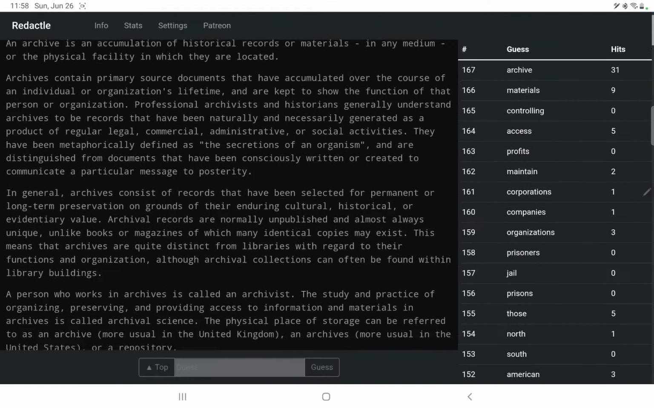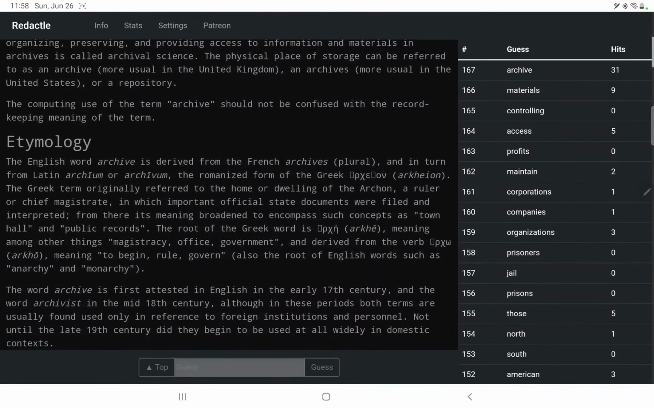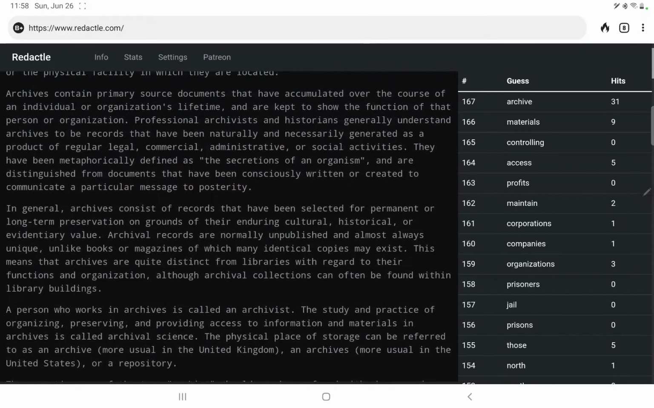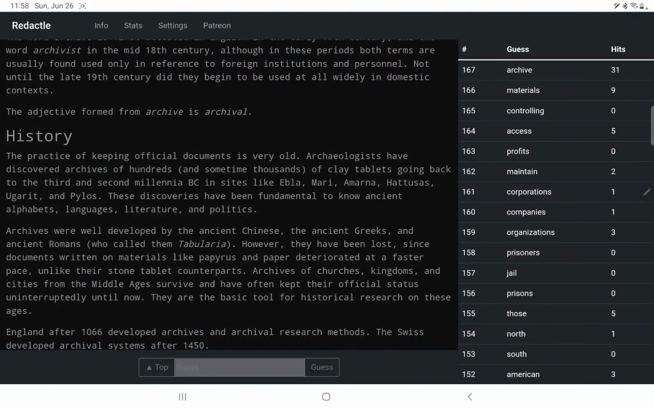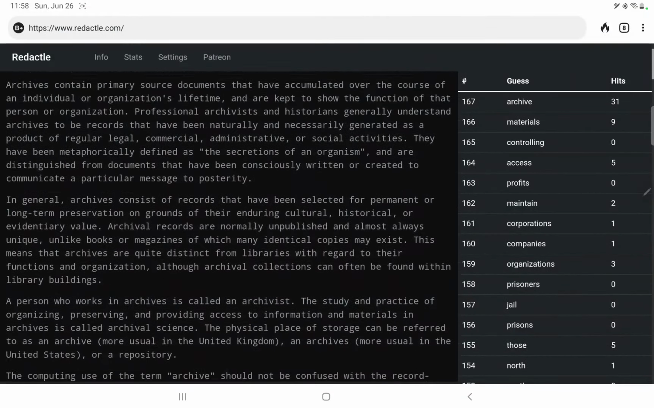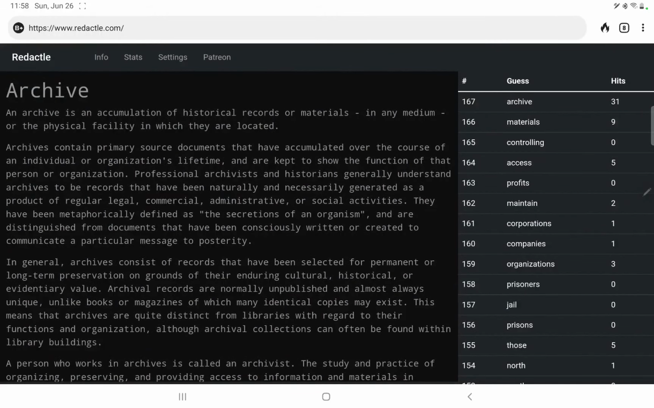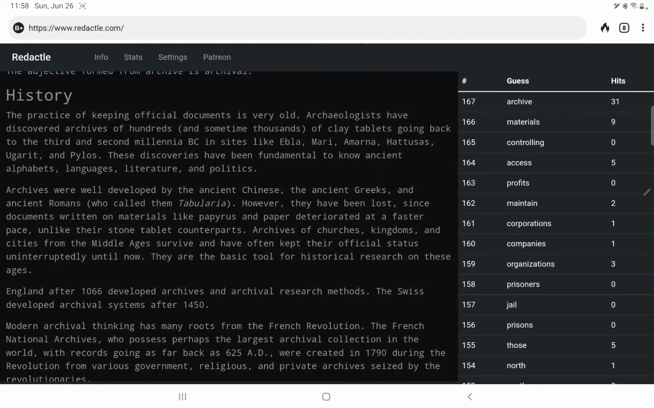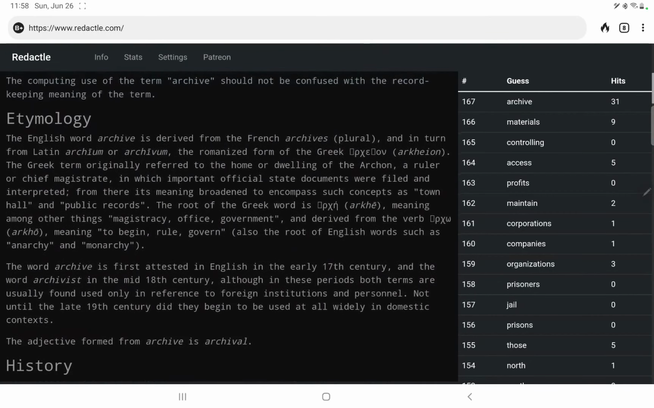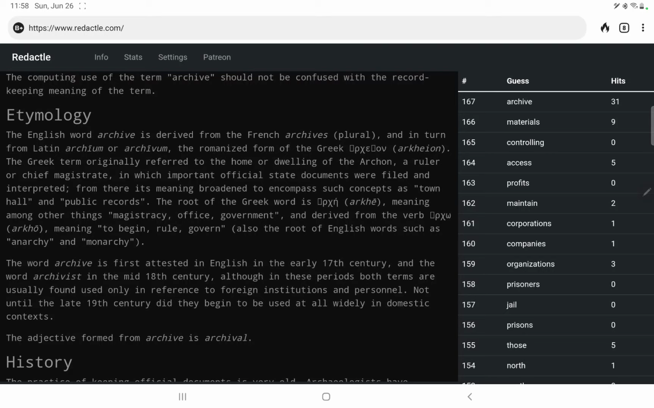Oh, was I recording there? I think I may have paused at some point. Anyway, just in case I didn't record it, I was looking down below at maintaining control to the history of an organization, and I thought of archive, an accumulation of historical records, uses. Oh yeah, I want to see this language derivation. The word archive from the French, in turn from the Greek, Romanized form of the Greek, the home or dwelling of the archon, a ruler or chief magistrate. Interesting.